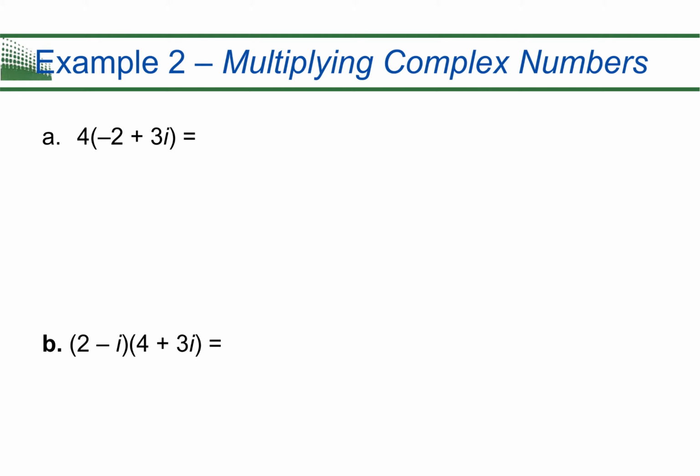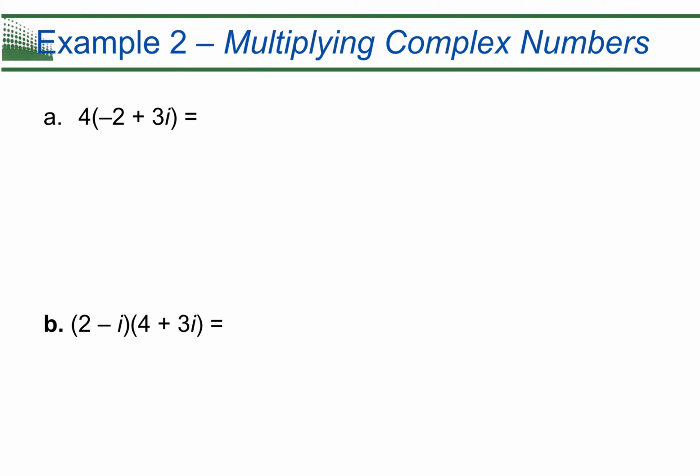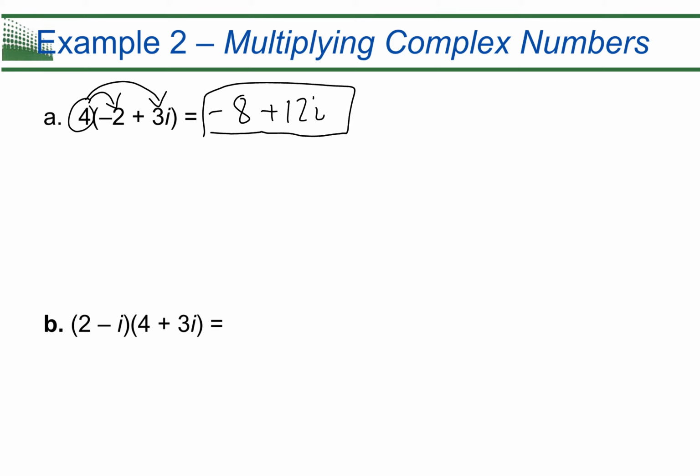Now if you're working with multiplication, it's still going to be like you're used to working with multiplication. Just pay attention to your i's, and we might have to do a little substitution to simplify it out. So in part A, I'm just going to distribute the 4 into the parentheses like you're used to doing. So I'm going to say 4 times negative 2 to give me negative 8, and 4 times 3i to give me a positive 12i. Now you can see that I'm done once I work with this one because I've got my real part and I've got my imaginary part, and it's written in standard form.